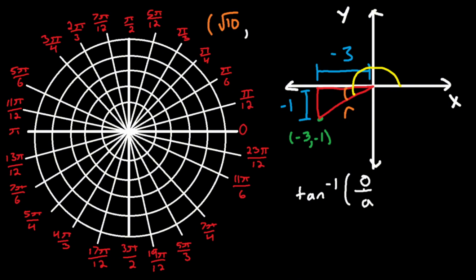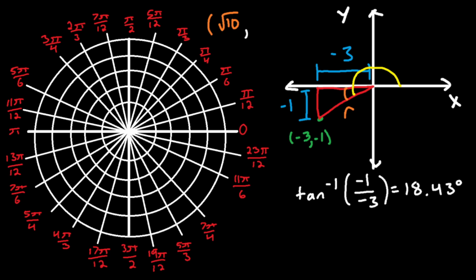Remember, inverse tangent is opposite over adjacent. So what's the opposite value of this angle? The opposite value is -1, and the adjacent value is -3. And let's look at the answer we get out of this. Well, the answer we get is about 18.43 degrees. Well, why doesn't this sound right? That doesn't look very right, does it?